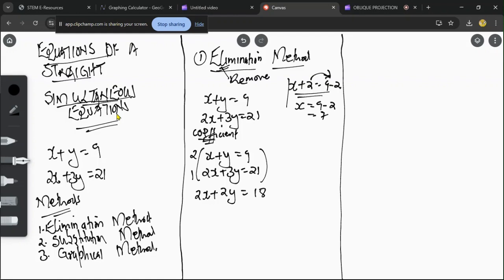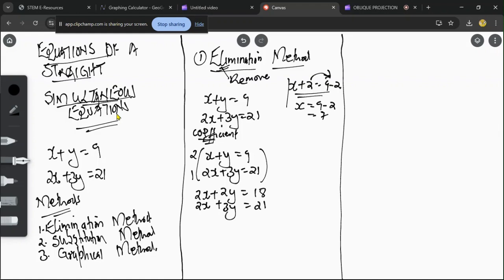All right, here 1 multiplied by 2x is 2x, plus 1 multiplied by 3y is 3y, equals 1 multiplied by 21, which is 21. So I have made these the same.